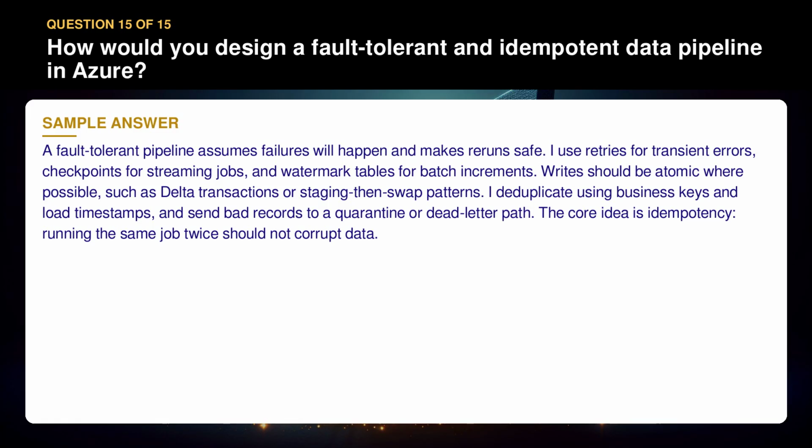Writes should be atomic where possible, such as Delta transactions or staging then swap patterns. I deduplicate using business keys and load timestamps, and send bad records to a quarantine or dead letter path. The core idea is idempotency. Running the same job twice should not corrupt data.